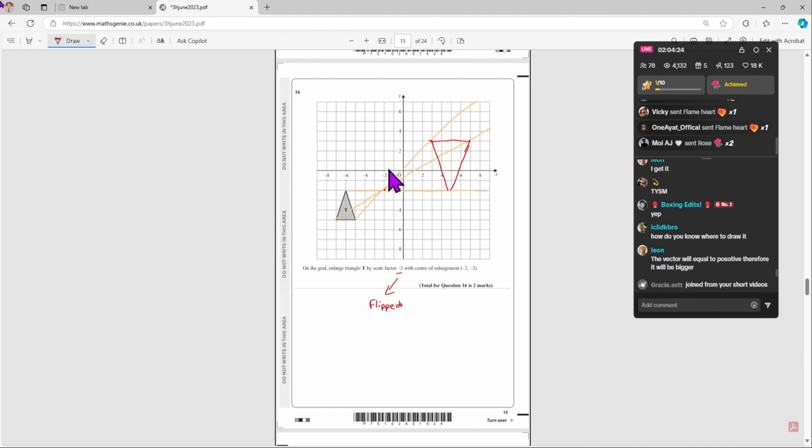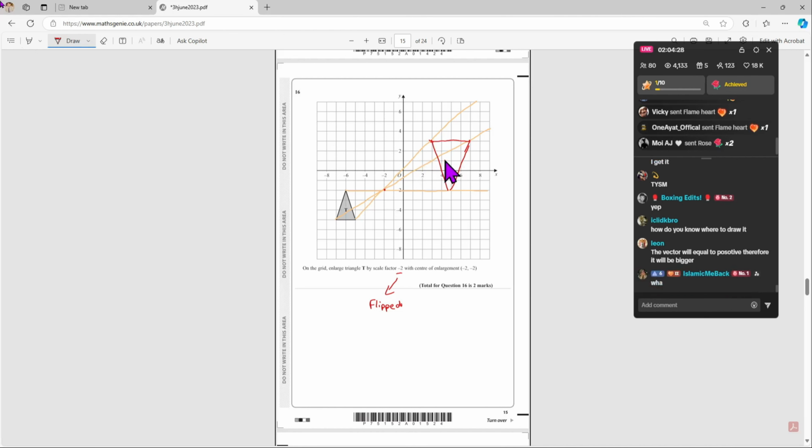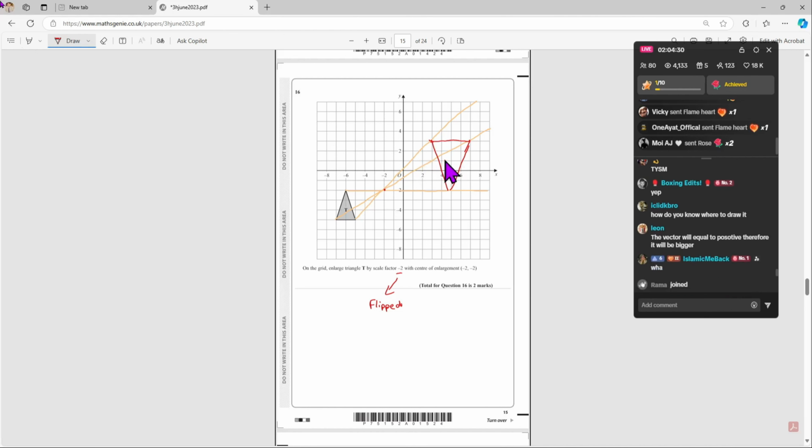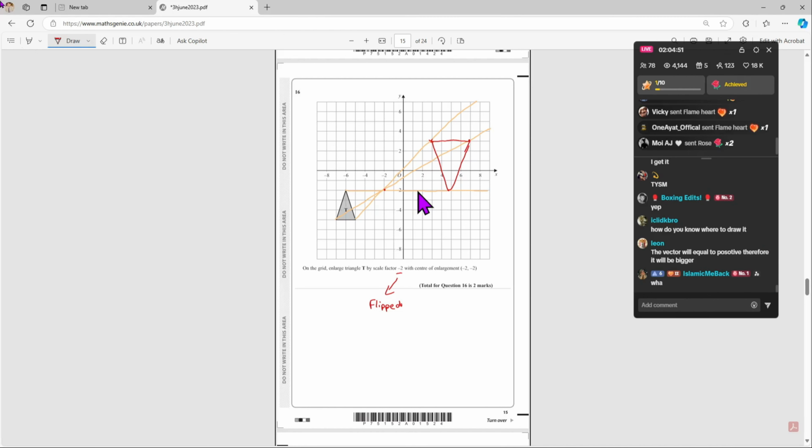Now, once you've done that, these lines we drew are to help us. Why? Because each of our vertices is going to be on those lines. As you can see, they're on the line. And the negative scale factor means that our triangle, our shape, is going to be flipped 180 degrees, okay? It's going to be flipped.